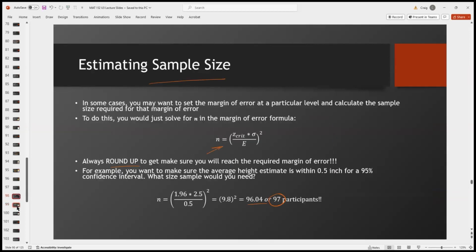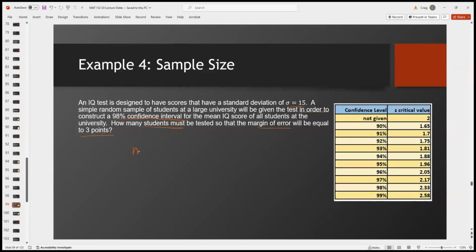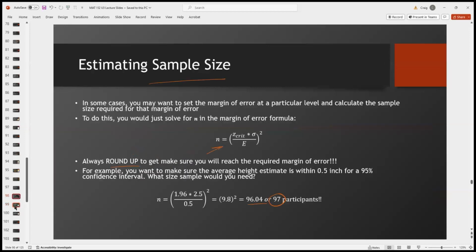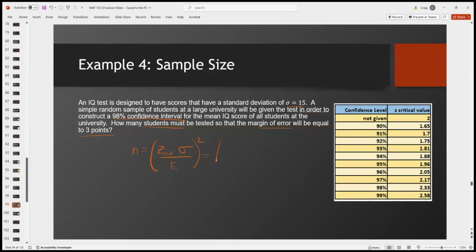And so let's go back just real quick and look at the formula. N equals the critical value of Z times the standard deviation divided by the margin of error, squared. In this case, our critical value for a 98% confidence interval is 2.33. Our standard deviation is 15. And we want a margin of error within 3 points.